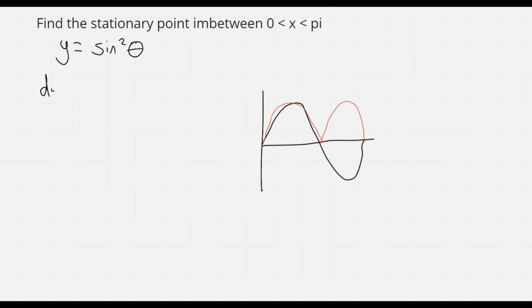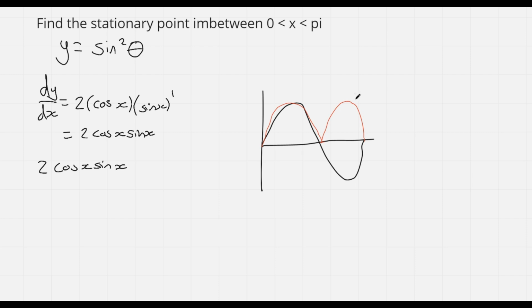So say we want to find dy dx. Dy dx is going to be, we bring the 2 down, we differentiate the inside, so that becomes cos x, and we put the old back in, and we minus the power. This is going to be the same as 2 cos x sine x. Dy dx equals 0 at the stationary point, so 2 cos x sine x equals 0.